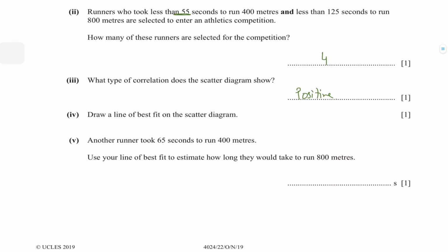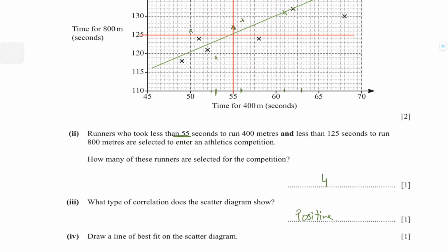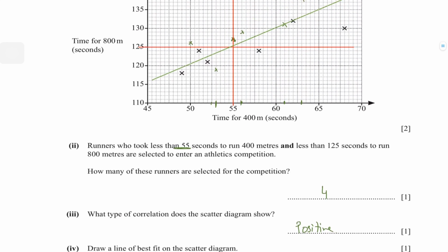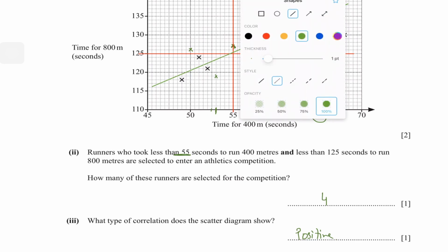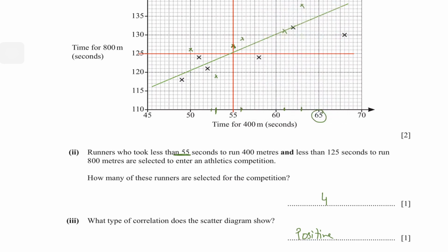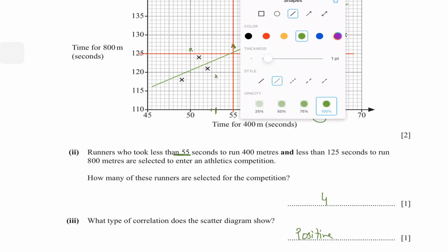So we've done that. Another runner took 65 seconds to run 400 meters. Use your line of best fit to estimate how long they would take to run 800 meters. So he took 65 seconds to run 400. So time for 400 meters is on the x-axis. So I'm going to start making a vertical line here. Let's make this line dotted, and let's change the color to blue.